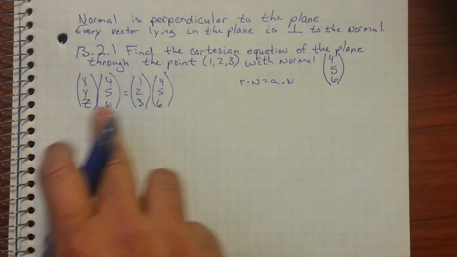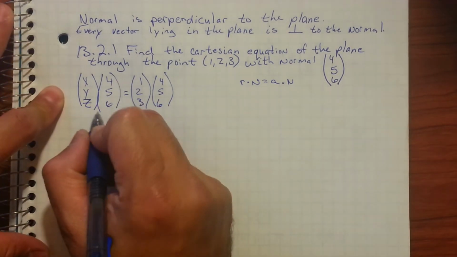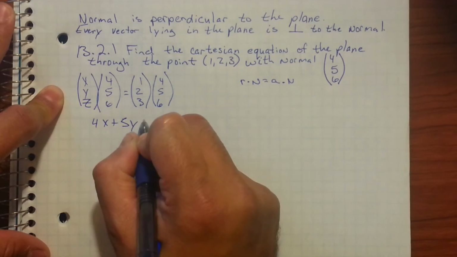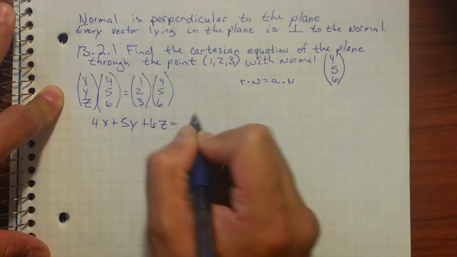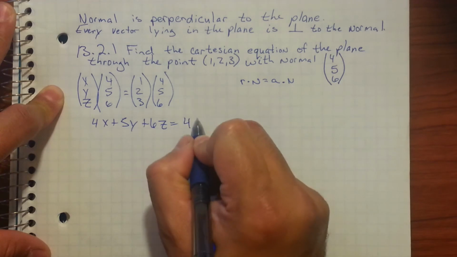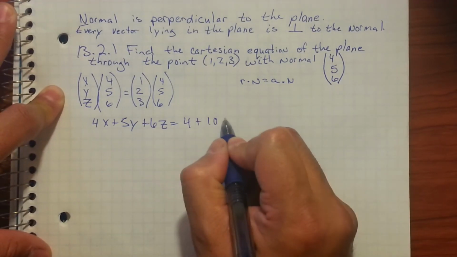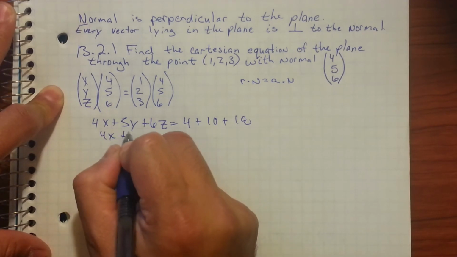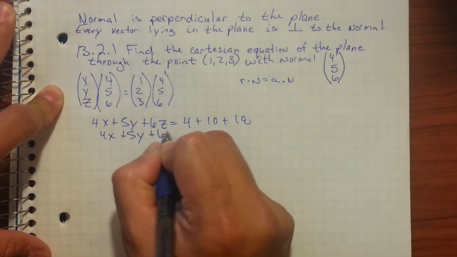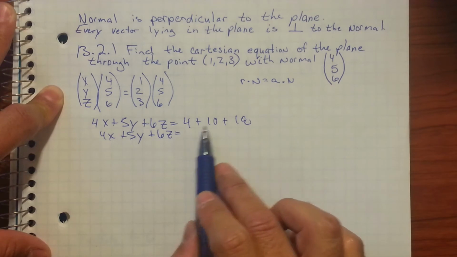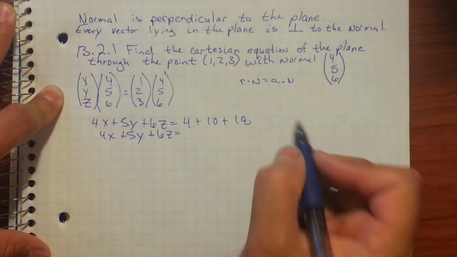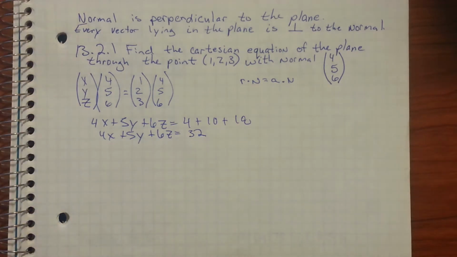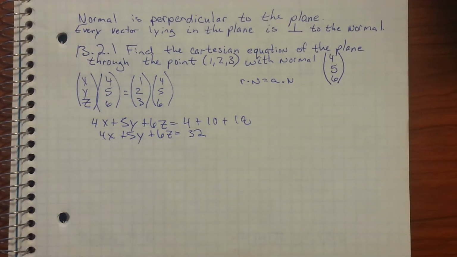Okay, so now for this, I'm going to get 4x plus 5y plus 6z is equal to 4 plus 10 plus 18. So 4x plus 5y plus 6z is equal to 32. And that's going to be the equation of the plane.